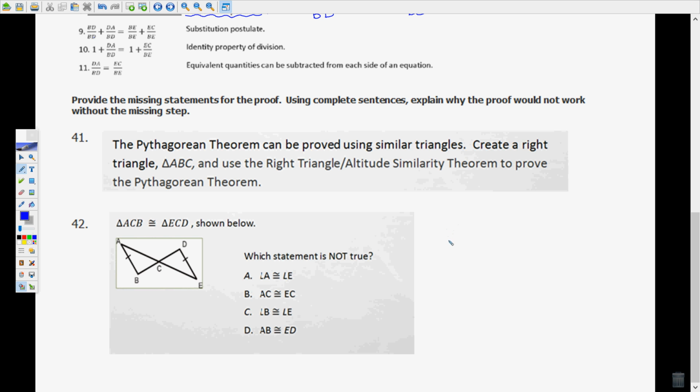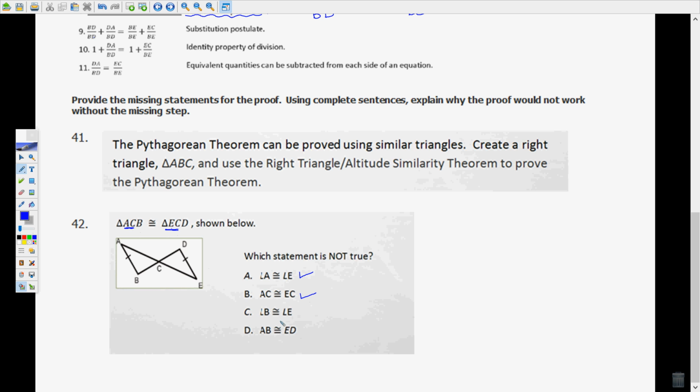All right, so for number 42, it says triangle ACB is congruent to triangle ECD, shown below. So these two triangles are congruent. We're switching back to congruent again. Now, really, they're asking which statement is not true. You can just look at the correspondence here. You don't have to even confuse yourself by looking at the picture. You can turn it around like I did the triangles up top on number 40. But watch, angle A is going to be equal to angle E. True. This says AC is equal to EC. AC, first two letters here, equal to EC, first two letters there.